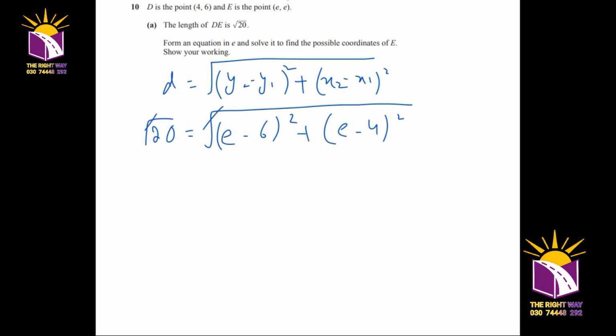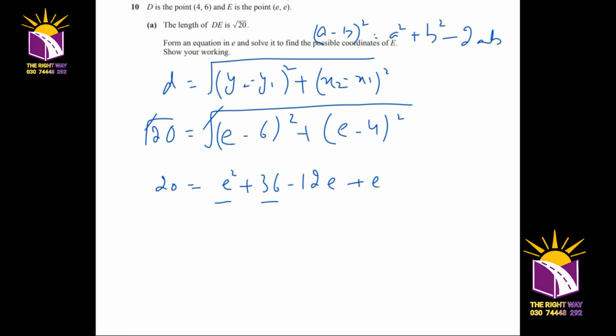Taking square on both sides will cancel the square root, so 20 will be equal to e square plus 36 minus 12e. The formula of (a minus b) whole square is a square plus b square minus 2ab. a square plus b square: 6 square is 36, minus 2ab: 2 times e times 6, 2 times 6 is 12e. And this will become e square plus 4 square 16 and minus 2 times 4, 8e.